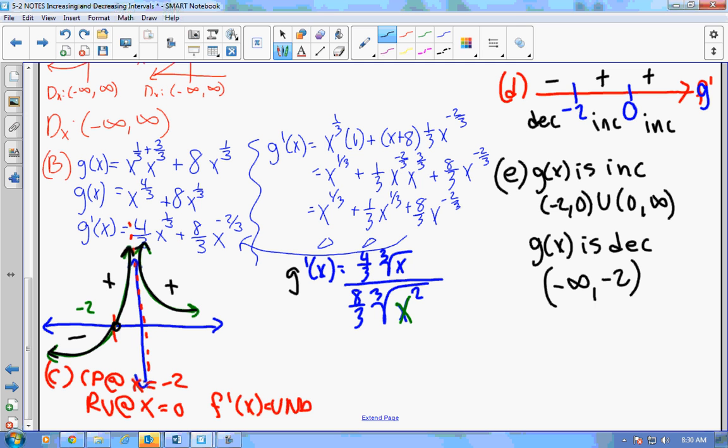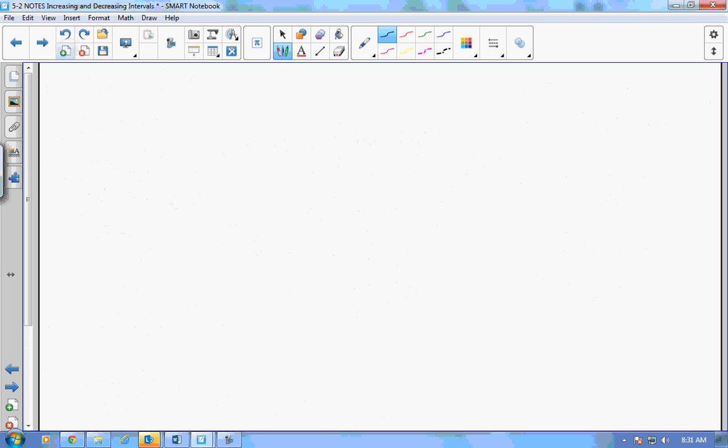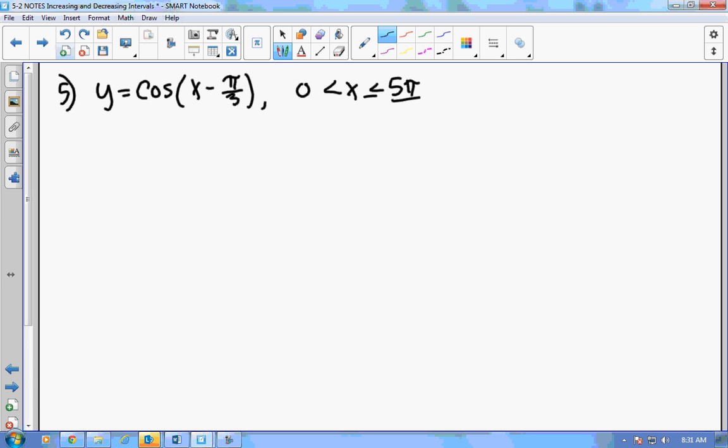Now, I don't think you have this last one. Is that the end of your notes? Let's just do one more. If you could just get a piece of paper and attach it to the notes. Let's look at a trig function, and then we're going to spend the rest of the time working on derivatives. Okay, number 5, same thing. We'll find the intervals of increasing and decreasing. This is the first derivative test, helping us: we take the derivative to see when it's increasing and decreasing.